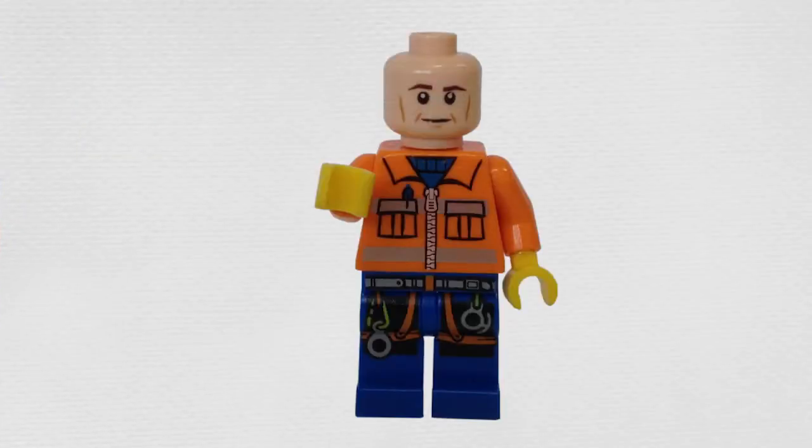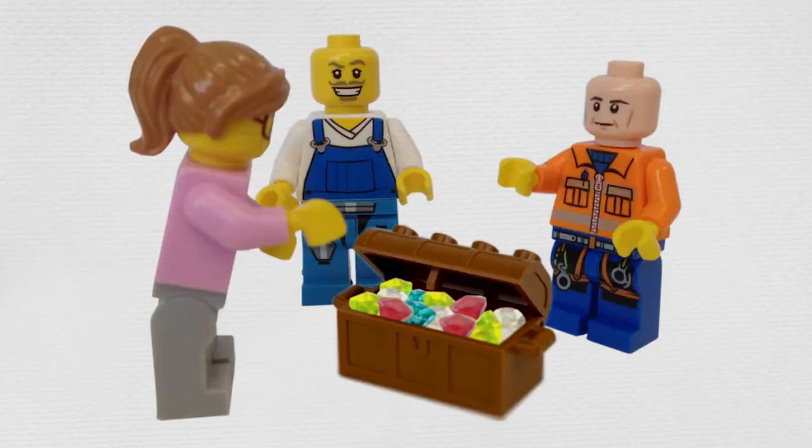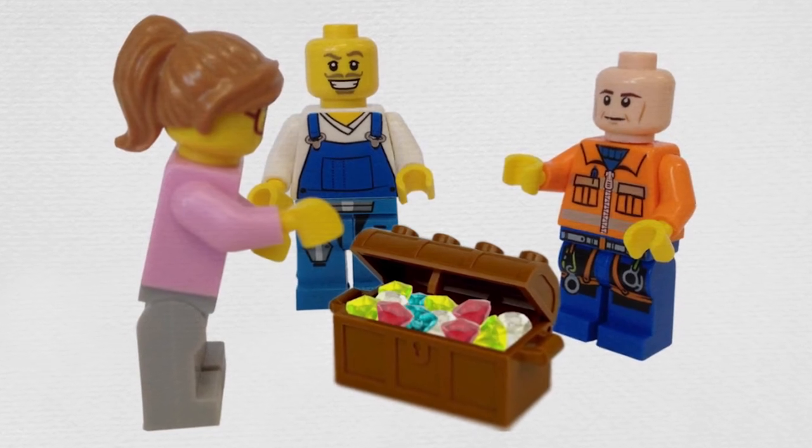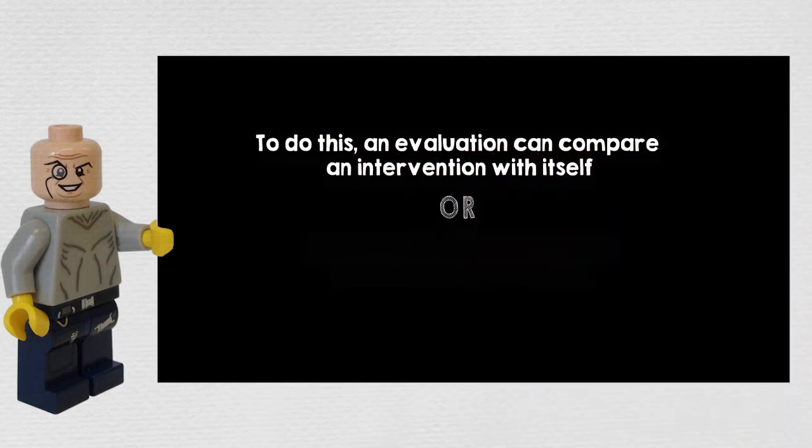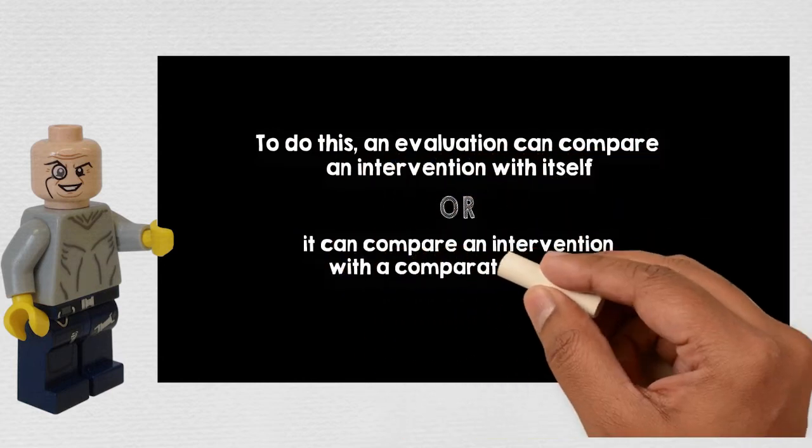The thing that sets evaluation apart is its purpose of judging the value of something with the intention of informing decision-making about an intervention. To do this, an evaluation can compare an intervention with itself, or it can compare an intervention with a comparator group.